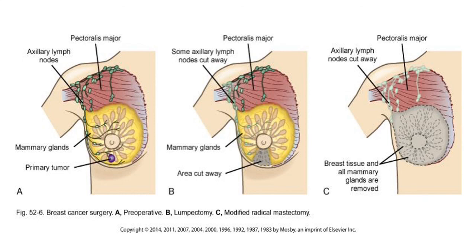So image A will show a preoperative breast. You'll see the primary tumor in the bottom of the breast. In B, this is a lumpectomy. You'll just cut away the affected tissue and you want clean margins. And C is a modified radical mastectomy. This is where you remove the entire breast and axillary lymph nodes.